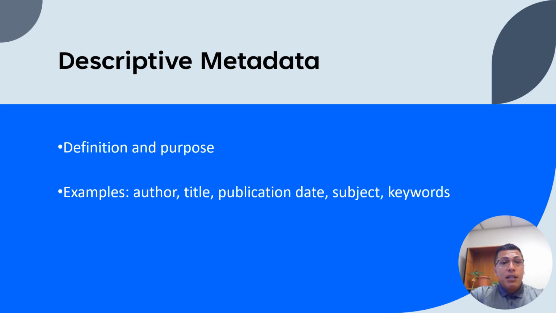Descriptive metadata plays a critical role in library classification systems by enabling users to search for resources based on specific criteria. For example, a user might search for all books by a particular author on a specific subject, or on information published within a certain time frame. By providing this information, descriptive metadata helps users navigate the vast array of resources available within a library and locate the materials most relevant to meet their needs.